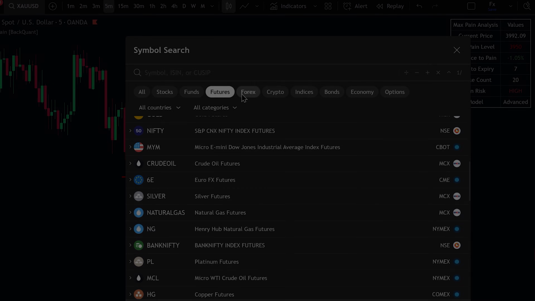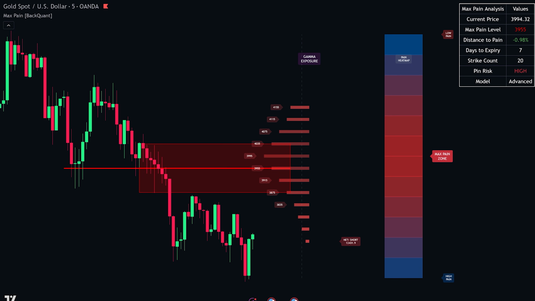Alright, once you drop the Options Max Pain Calculator onto your chart, here's what you'll notice right away. A red horizontal line appears, that's the max pain level, showing the price where most option traders would lose the most and where market makers have the least payout. Around it, you'll see a colored zone. This is the pin zone, the area where price might get stuck or pulled toward as expiry gets closer.